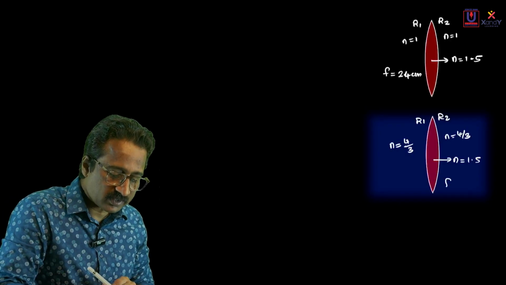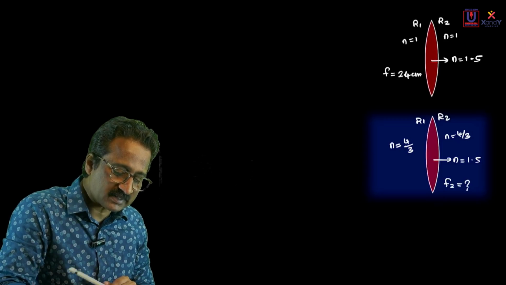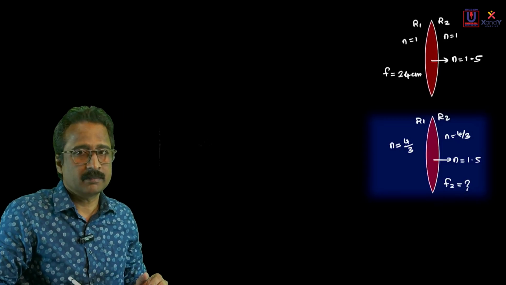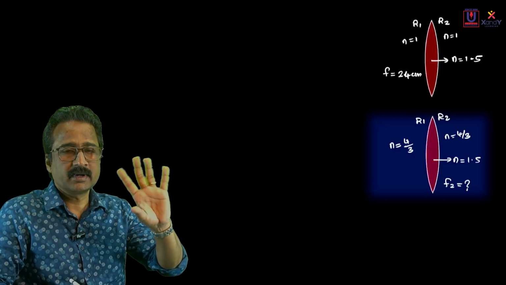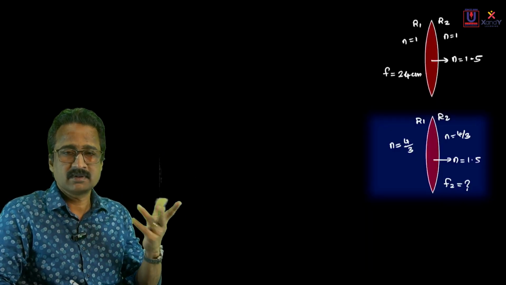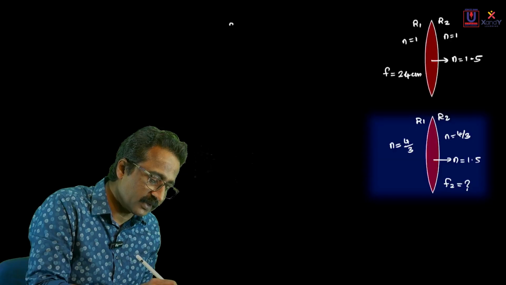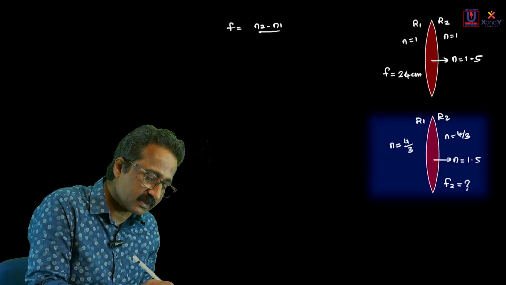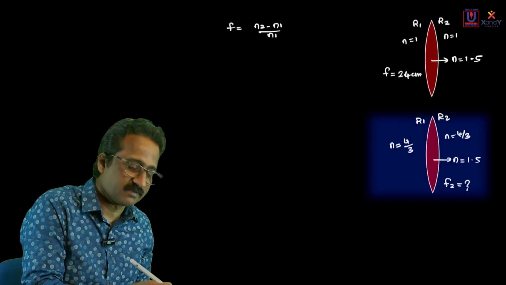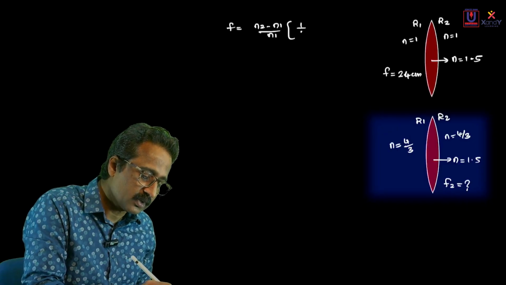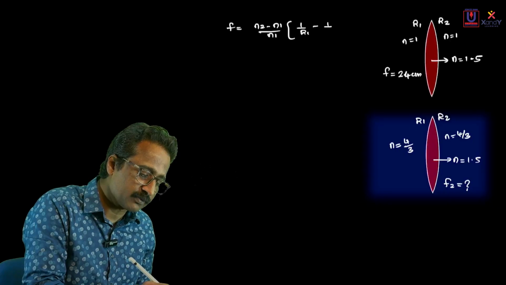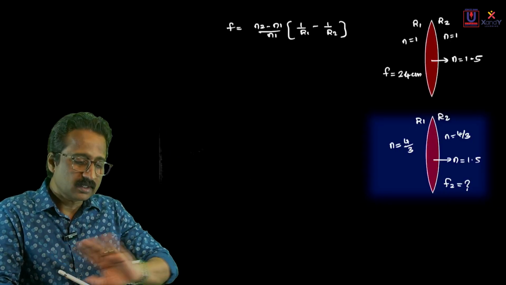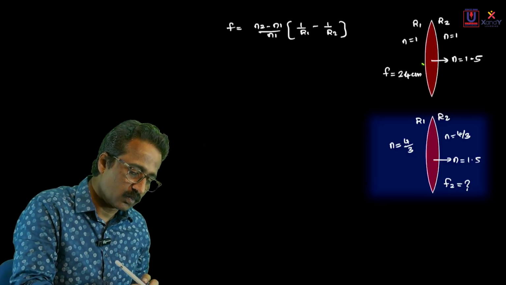Now the question is, what is the focal length f2 of this lens in this medium? So it's just an application of the lens maker's formula, because that equation tells you the relation between focal length, radius of curvature, refractive index and all. You know that the focal length of any lens in any medium is given by this expression: n2 minus n1 divided by n1, that into 1 by r1 minus 1 by r2. That's the full lens maker's formula. We are planning to apply this formula in two cases. Let's see what we get here.